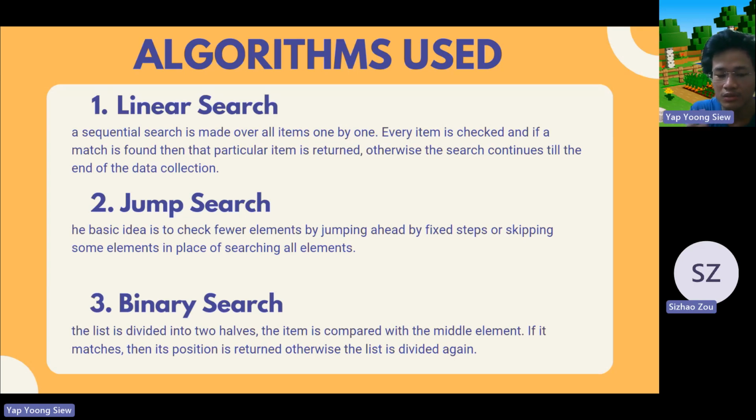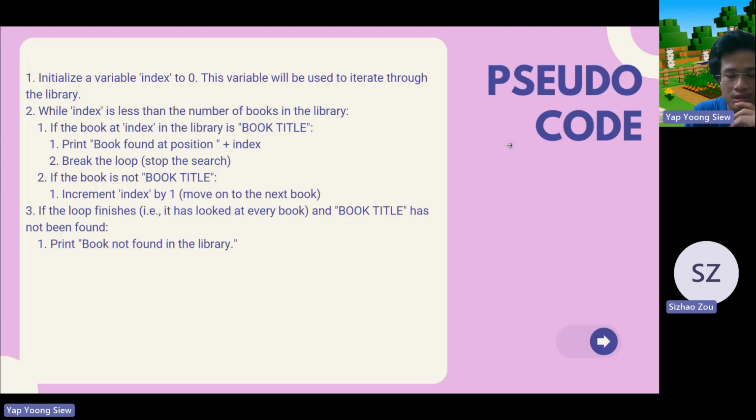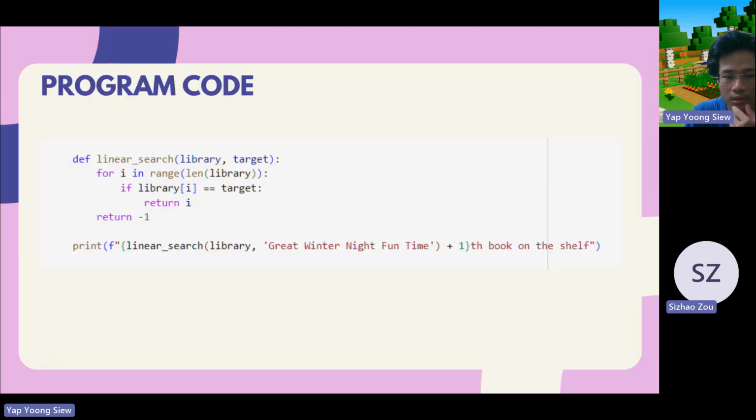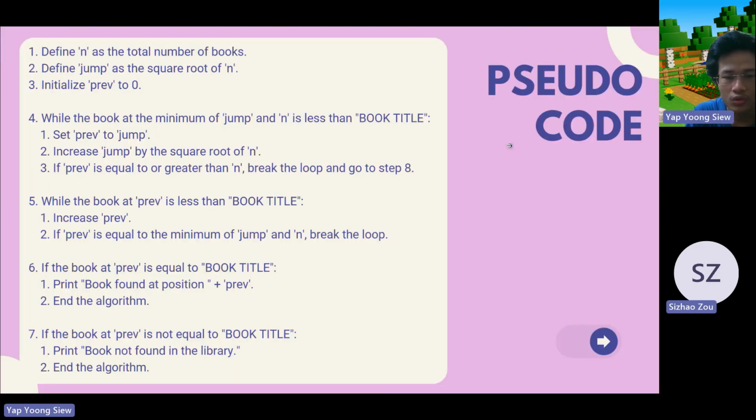And then binary search is where you divide the list into half, and then the item is compared with the middle element. If it matches, then it is returned, or else the list is divided again based on whether it should be on the left or right, since the whole list is sorted. So now let's look at the first approach, which is the linear search. Here's the pseudocode, runtime complexity, program code, and snapshot of the input and output. Second, we have the jump search, pseudocode, and runtime complexity.